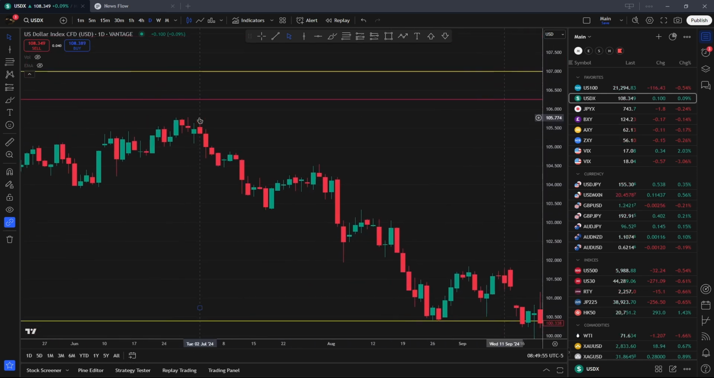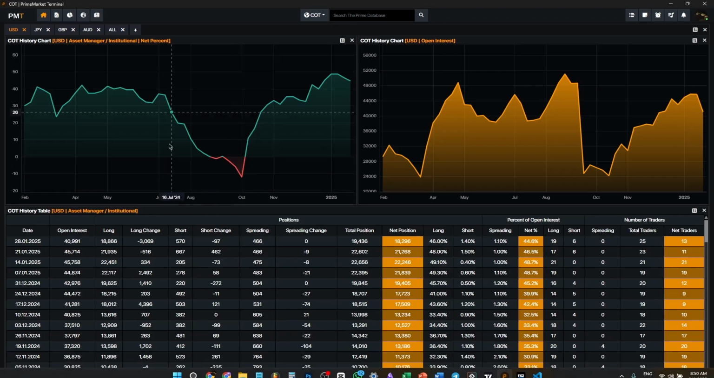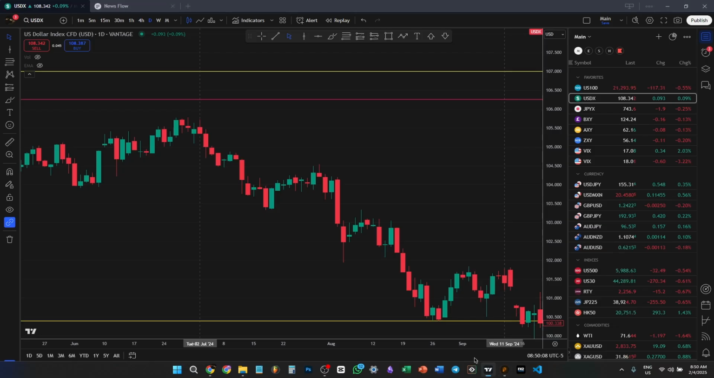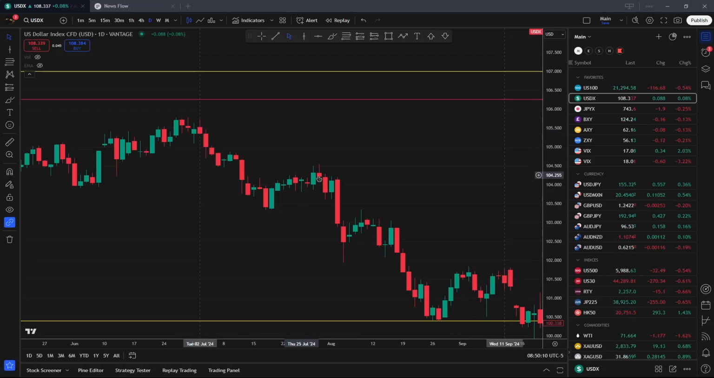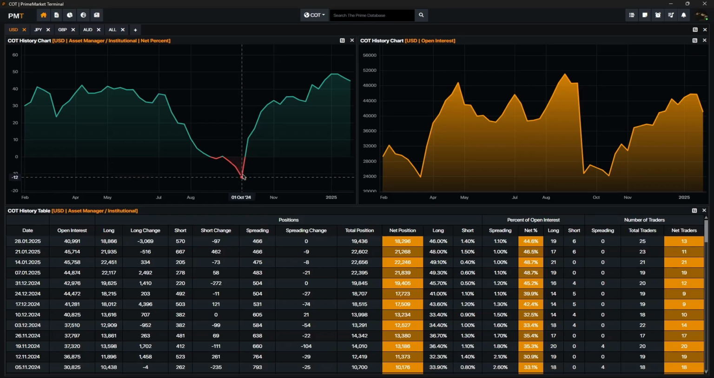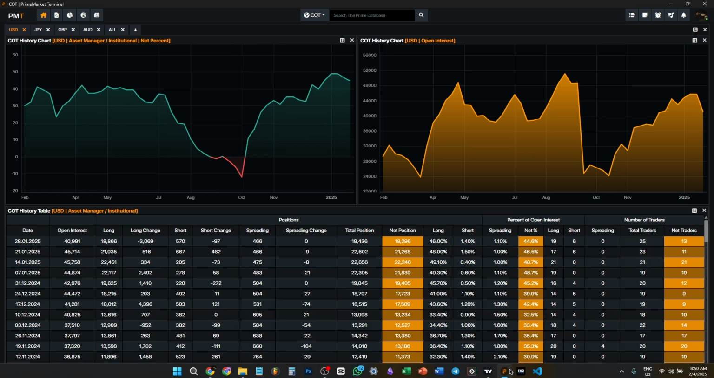Okay, so from the 2nd of July, right here, this is where institutional money started to sell, right? So the market basically topped out here and they started to sell aggressively. And if you look at the charts, the markets have been going down, right? And where did they bottom out? They stopped selling on October the 1st, right?